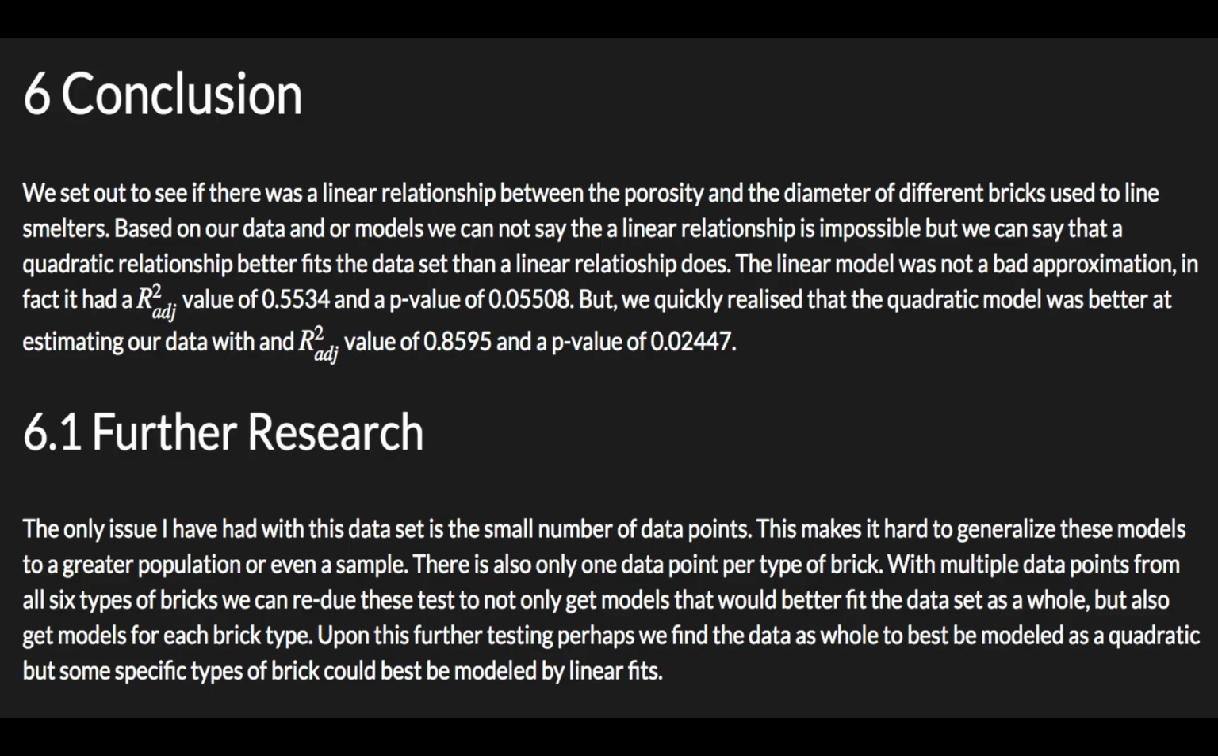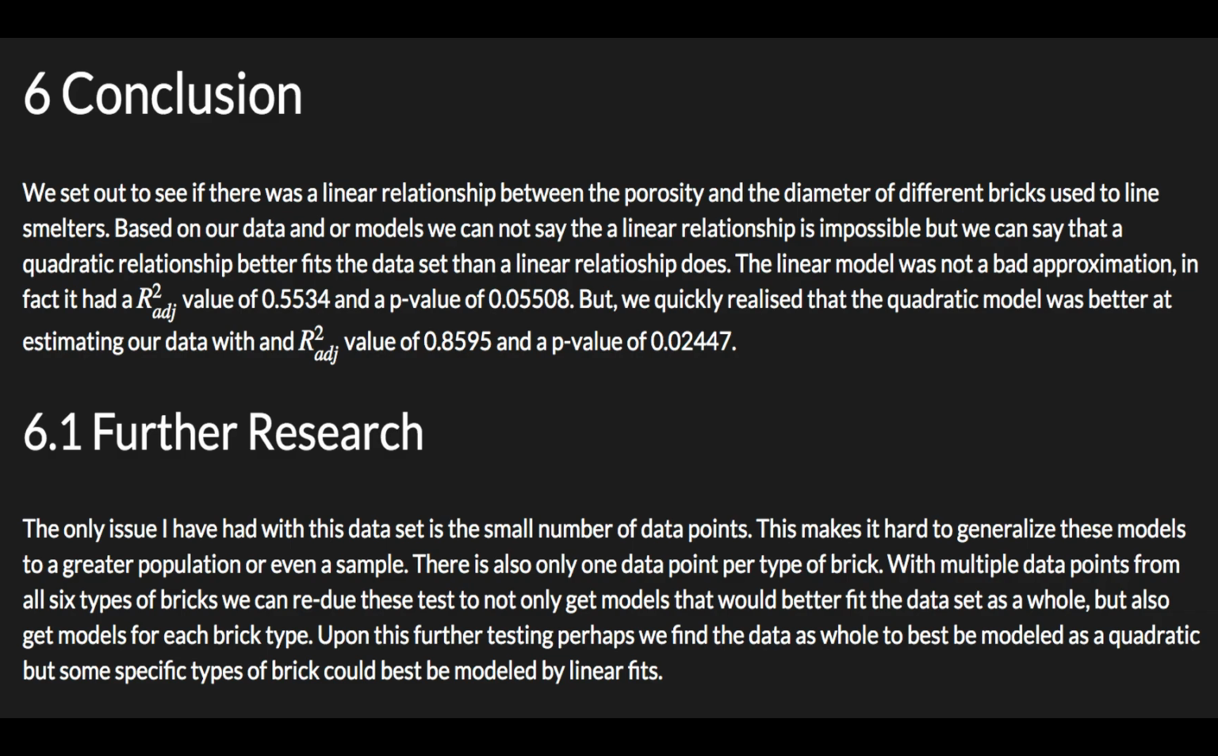So to conclude, we set out to see if there was a linear relationship between the porosity and the diameter of different bricks used to line smelters. Based on our data and our models, we cannot say that a linear relationship is impossible, but we can say that the quadratic relationship better fits the data set than a linear one does. The linear model was not a bad approximation. In fact, it had an adjusted r-squared value of 0.5 and a p-value of 0.05, but we quickly realized that a quadratic model was better at estimating our data, with an adjusted r-squared value of 0.8 and a p-value of 0.02.